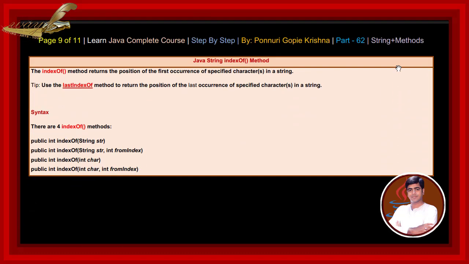Java string indexOf method. The indexOf method returns the position of the first occurrence of specified characters in a string. Use the lastIndexOf method to return the position of the last occurrence of specified characters in a string. Syntax: there are four indexOf methods: public int indexOf(String str), public int indexOf(String str, int fromIndex), public int indexOf(int character), and public int indexOf(int character, int fromIndex).